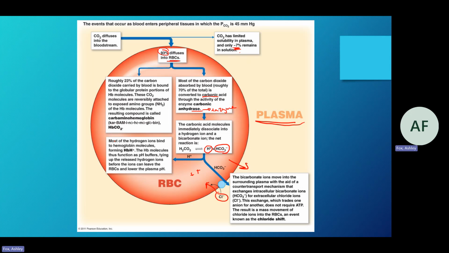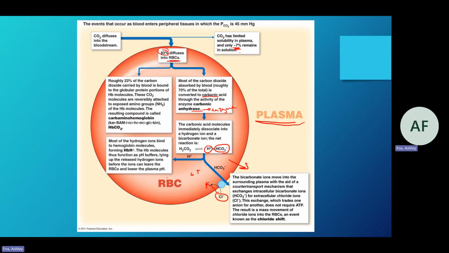Most of the carbon dioxide is going to be traveling by bicarbonate ions, but we can have it attached to the actual hemoglobin. Then we have the hydrogen ions that are going to stay in the red blood cells, and so they can be the pH buffer.